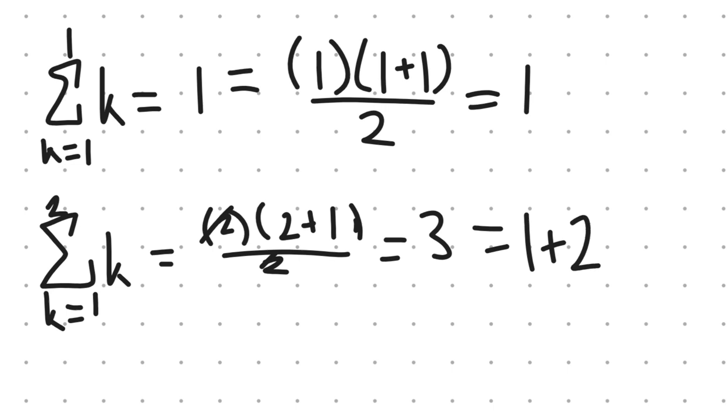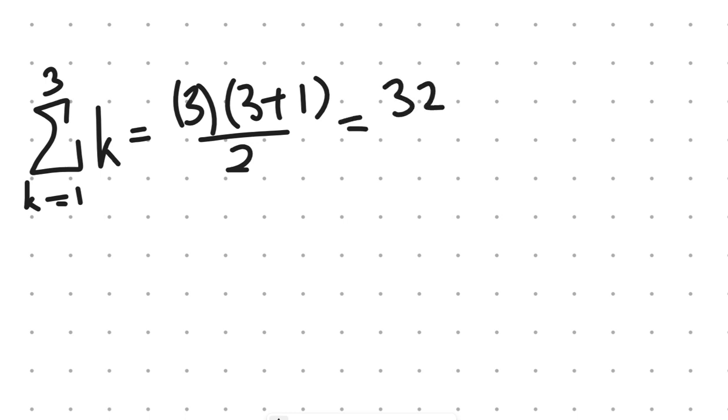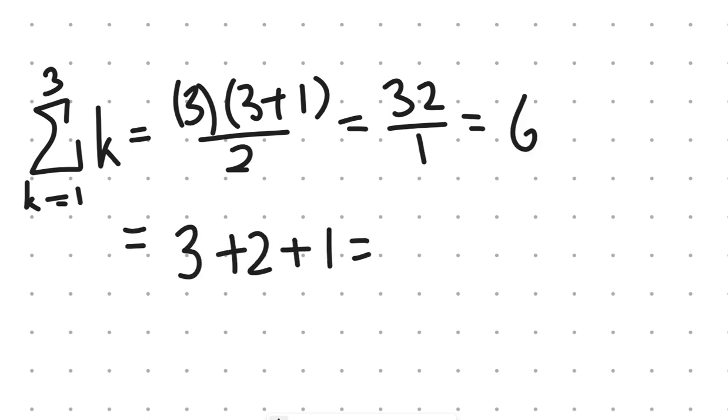And we can also try the number 3. So it will be the sum where k goes from 1 to 3 of k, which is 3 times 3 plus 1 over 2, which is 3 times 4 divided by 2, or 3 times 2, or 6. And that's the same thing as adding 3 plus 2 plus 1, or 1 plus 2 plus 3. Doesn't matter because it's commutative.